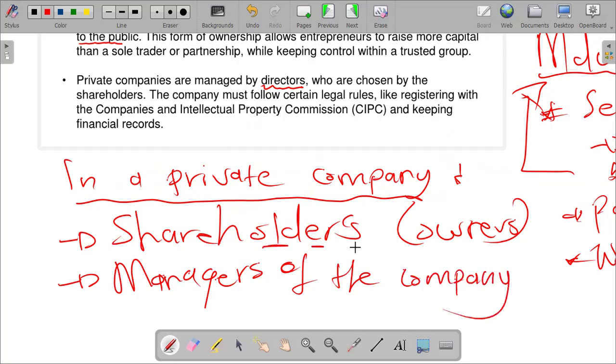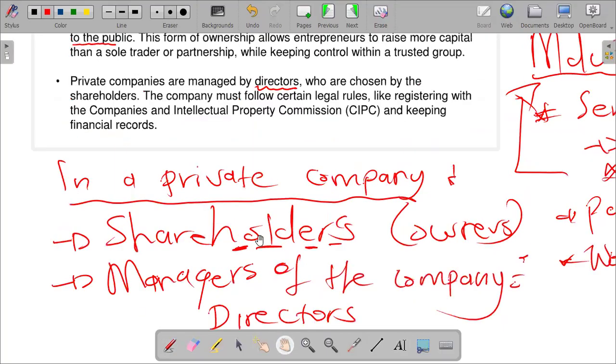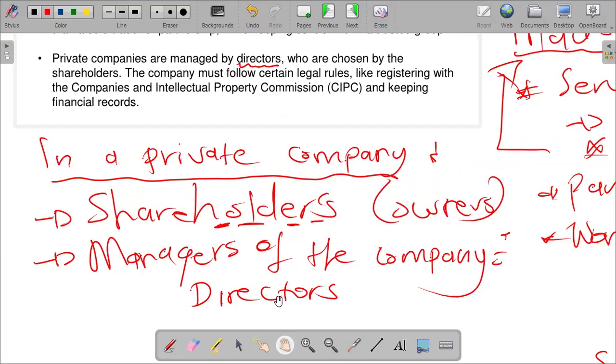The shareholders are just the people who put money in the business. Managers of the company are your directors. These ones supply the money. These ones manage the money provided by the shareholders. So private companies are managed by your directors, who are chosen by the shareholders. In a private company, number one, you have your shareholders. Number two, you have the people who manage the funds, which are your directors.